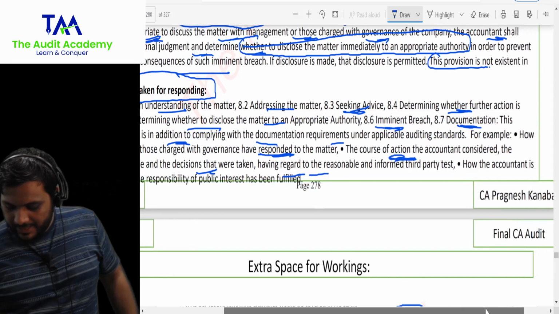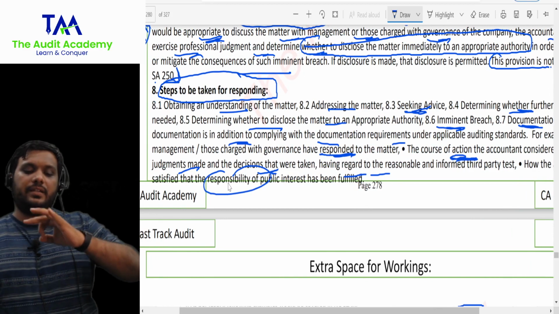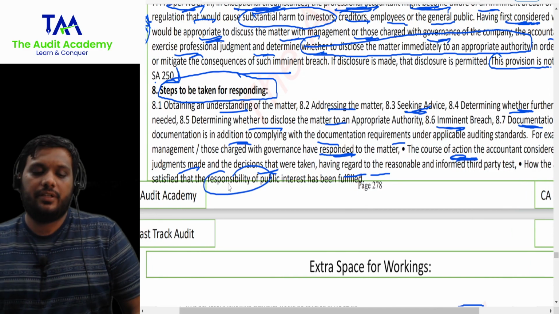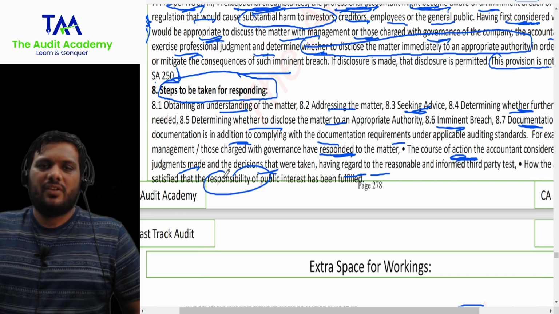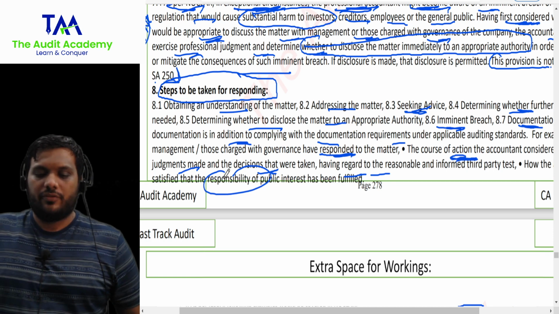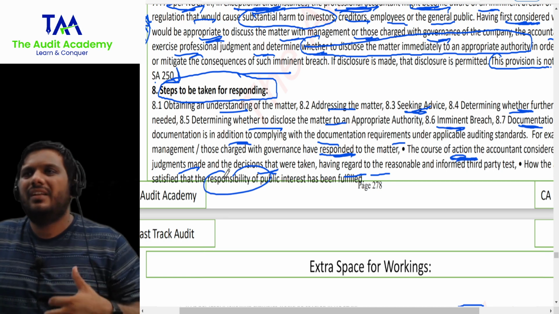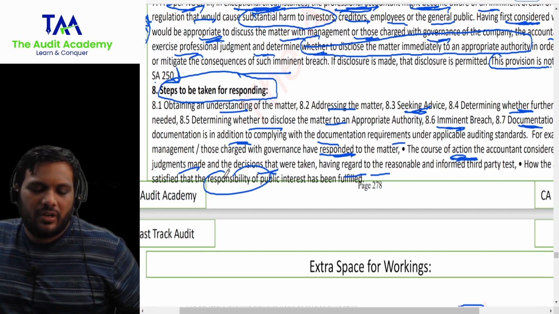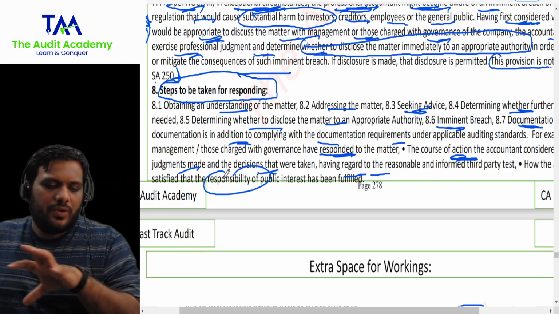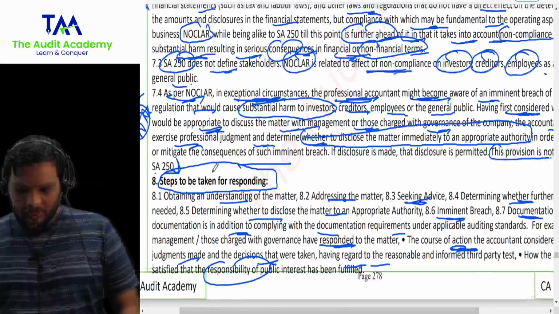Then how the accountant is satisfied that the public interest over here is fulfilled. So students, let me be very clear, this is not legal drafting as such, where they have given you a clear flow chart of what you are supposed to do. It's a clear drafting that these are the things, generally this is how we respond to NOCLAR whenever we come across non-compliance with laws and regulations. So you can just read this four or five times and be comfortable with the discussions over here.